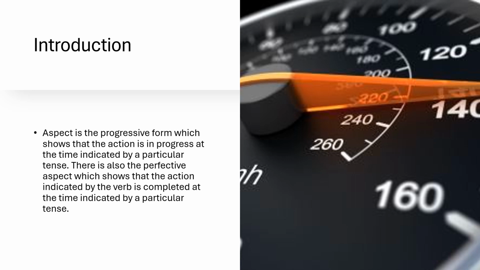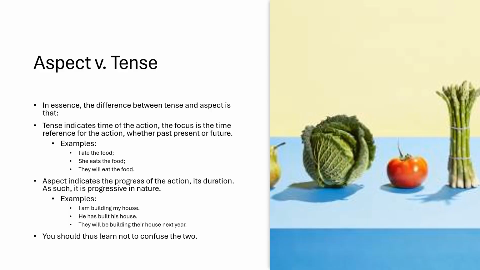As a way of introduction, we are going to be looking at aspect as the progressive form, which shows that the action is in progress at the time indicated by a particular tense. There's also the perfect aspect, which shows that the action indicated by the verb is completed at the time indicated by a particular tense. Most times you have the gerund, or what you call the continuous form, helping to indicate the aspectual part of the grammar, but you have tense indicating the time that the action took place. So we're going to discuss how aspect and tense are different.